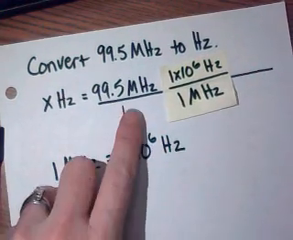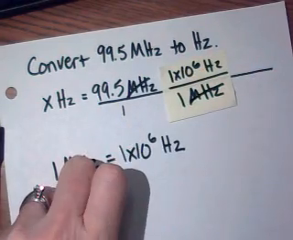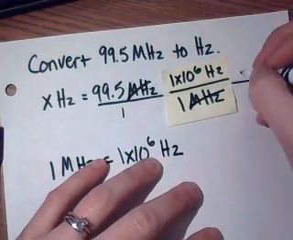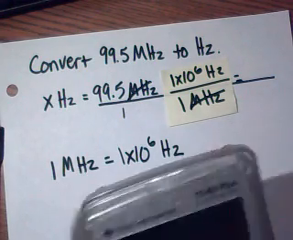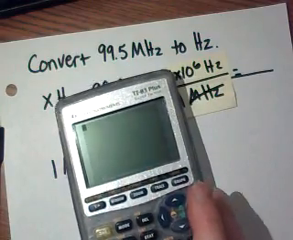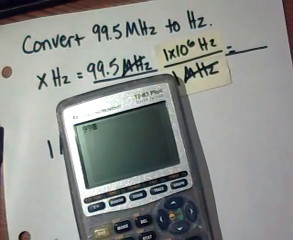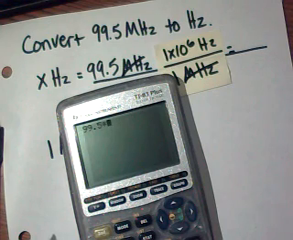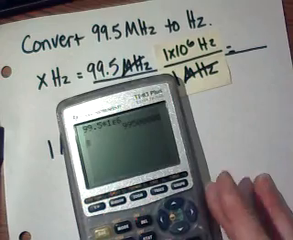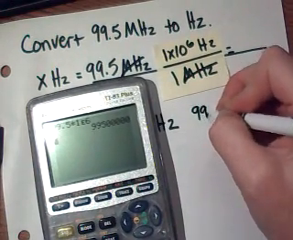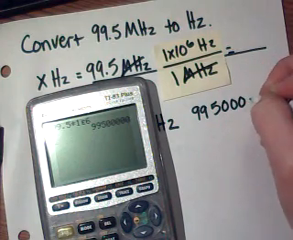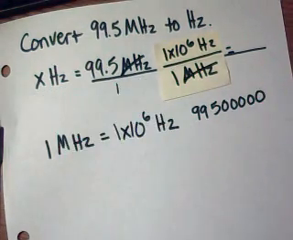And because I have megahertz on the top and on the bottom, they have dropped out, as some of you guys say, and then now I just have to multiply these two numbers together. I need to multiply 99.5 times 1e6. The calculator did not put it in scientific notation for me, so I'm going to write it out. It's 995,000,000. The only units that were left were hertz.